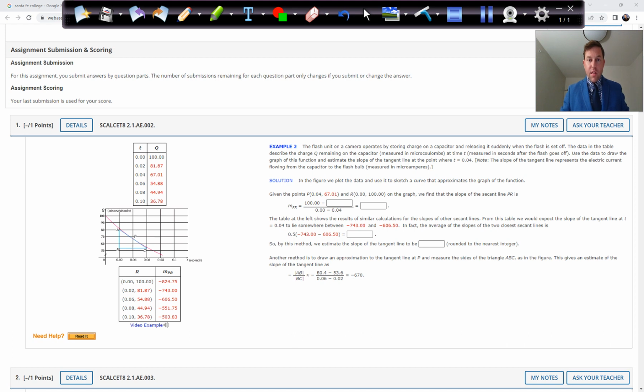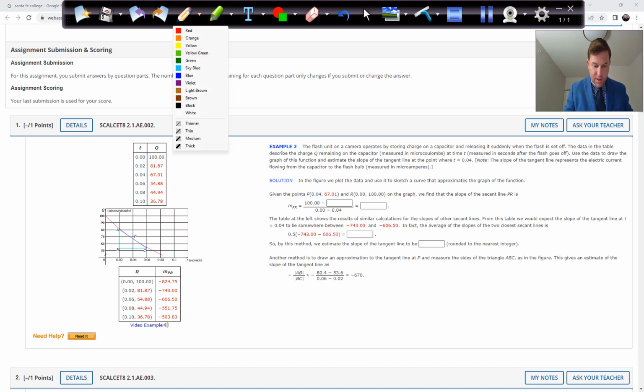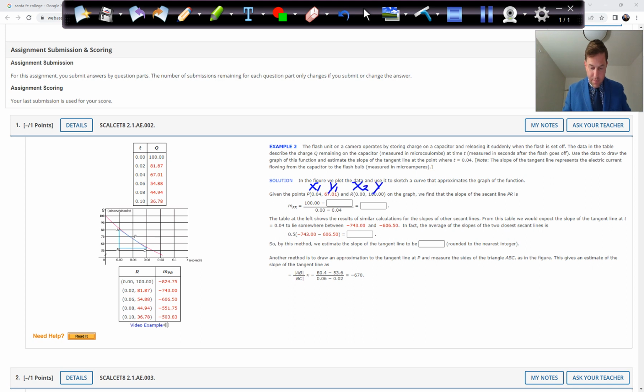Given the points P, 0.04 and 67.01, and R, 0.1 and 100 on the graph, we find that the slope of the secant line PR is what? Okay, so what they want us to do here is put in the slope formula. It's the change in Y values divided by the change in X values. So this is really X1, Y1, and this is X2, Y2. And the slope formula says, take y2 minus y1 divided by x2 minus x1.